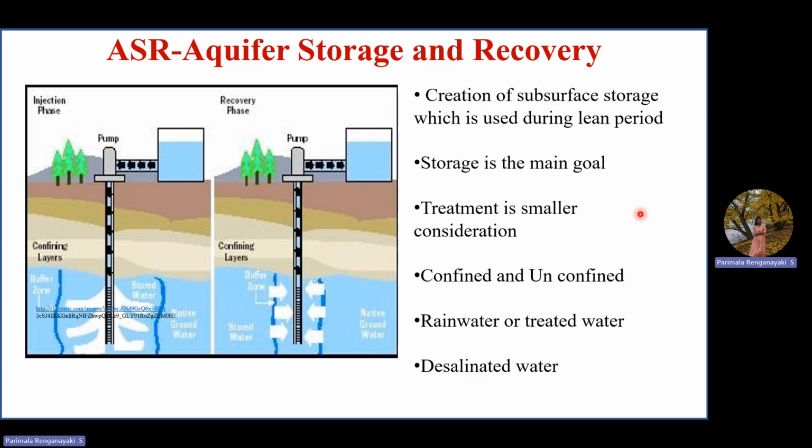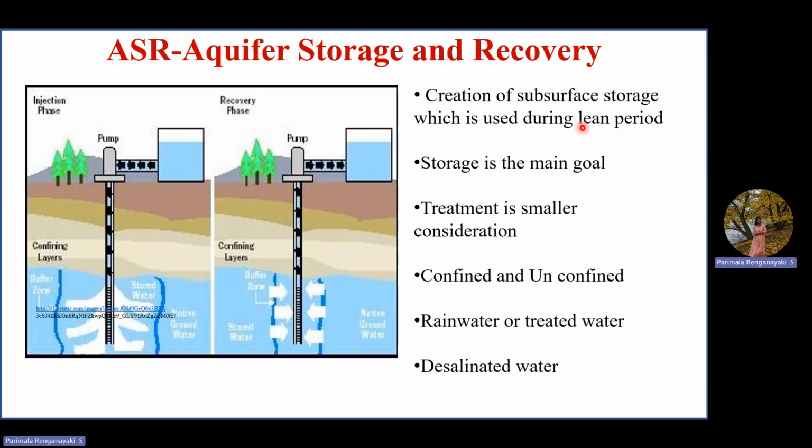So here you have one injection well where you inject the water. And you have another well where you can pump out the water. In the aquifer, you are storing and recovering. Here we can use the same well for injection as well as recovery. So whatever surface water is available, we allow that surface water to get into the ground.